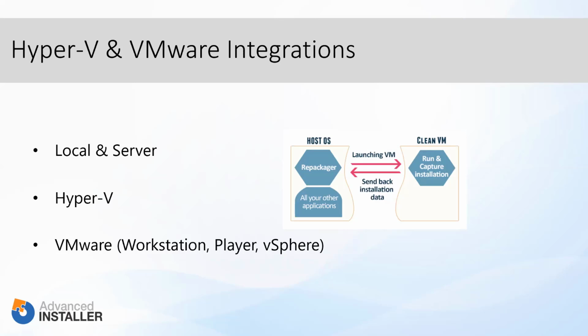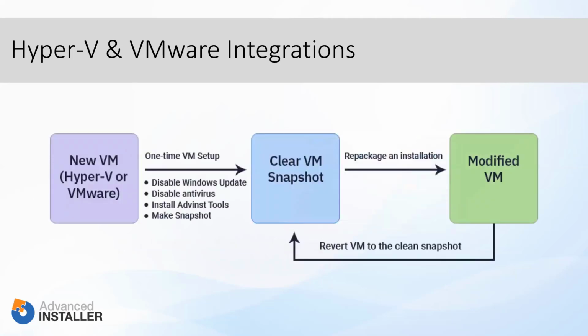This is why our Repackager has native integration with the most used virtualization platforms, Hyper-V and VMware. You can run the Repackager locally on your host machine, and it will automatically connect to a VM that you specify. This way you are sure that you get consistent results for every new package. The VM can run either on your local machine or from a server like vSphere, for example.